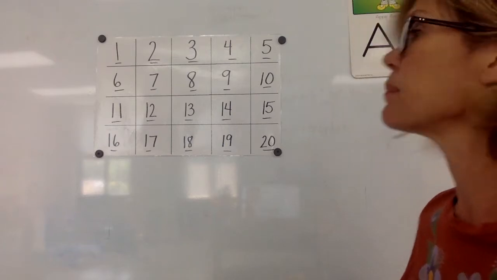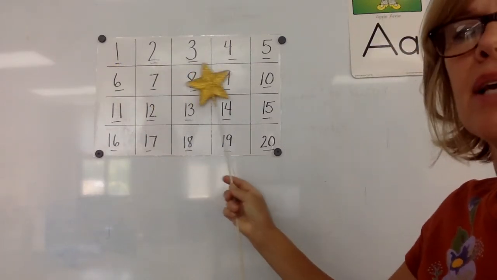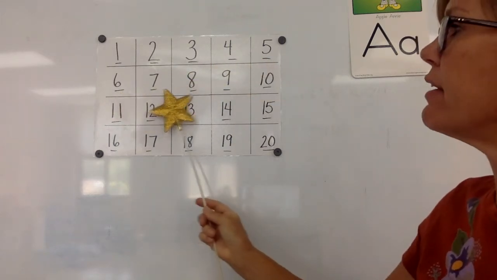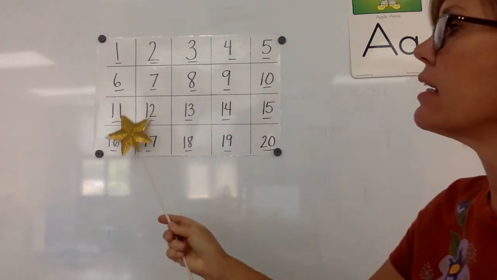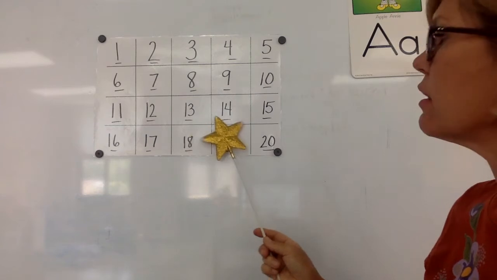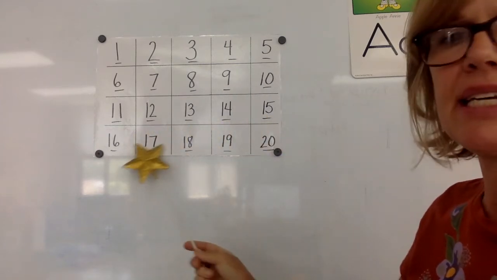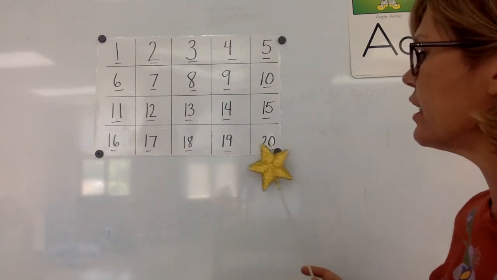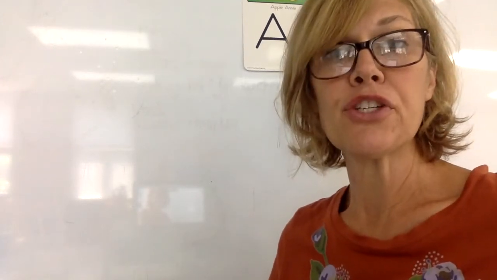Count to 20. 1, 2, 3, 4, 5, 6, 7, 8, 9, 10, 11, 12, 13, 14, 15, 16, 17, 18, 19, 20. See if you can say the name of each shape before I do.